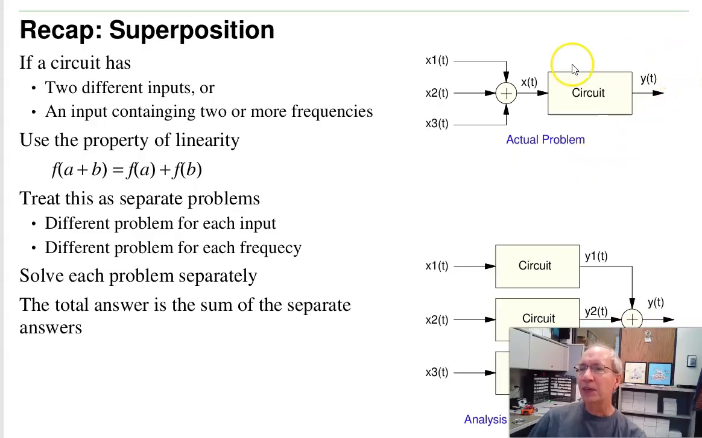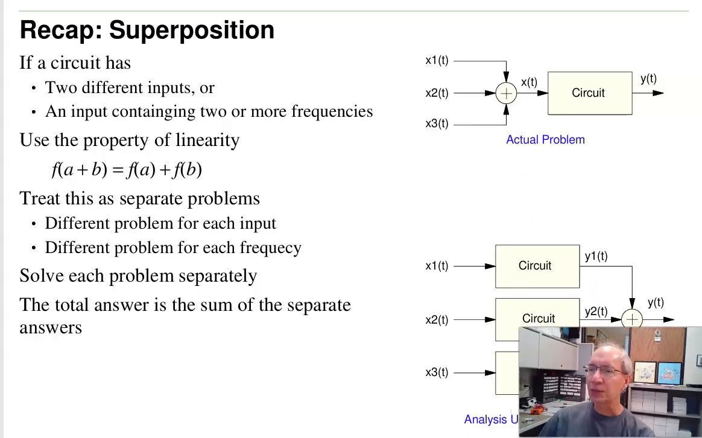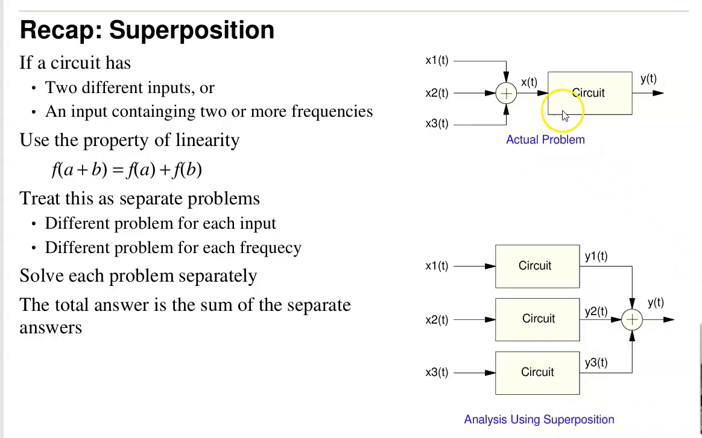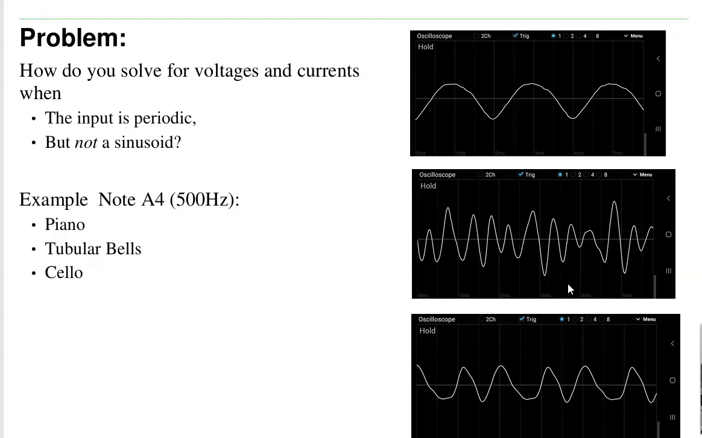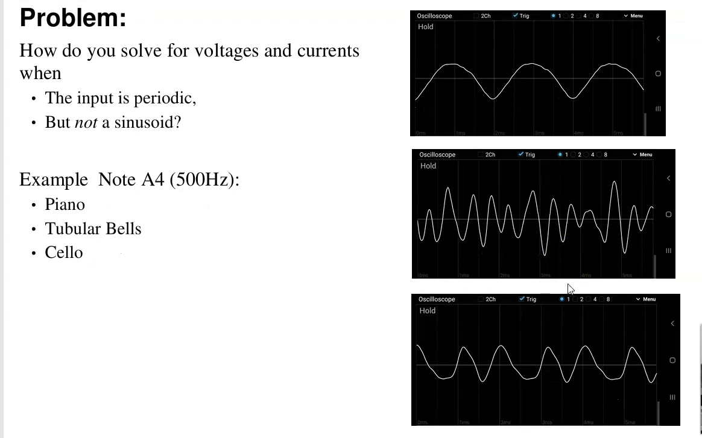Superposition says if I have a circuit with multiple inputs, I can use superposition. With superposition, I treat that as n separate problems. Analyze the circuit at each input separately. Add up the outputs, I get the total output. That's superposition. Put the two together, you've got Fourier transforms.